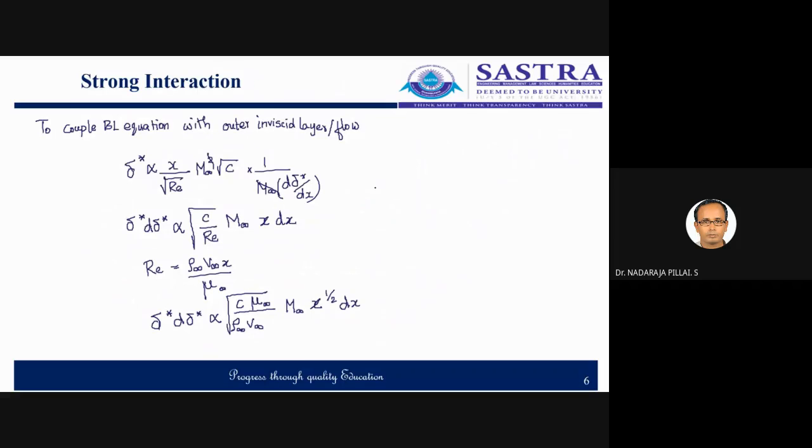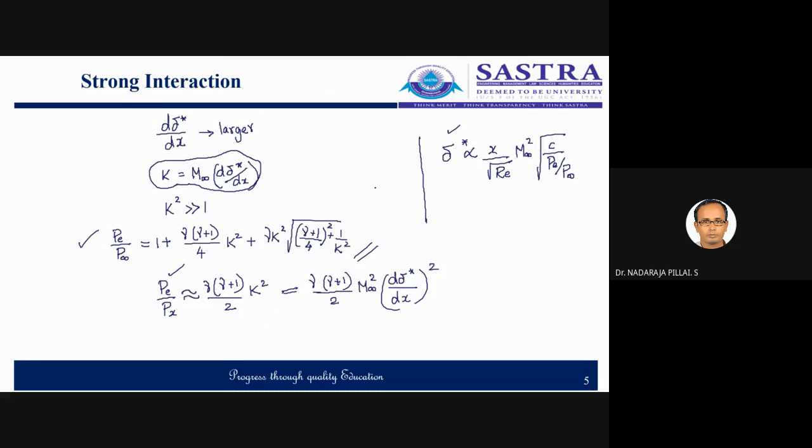So we will have just an overview. Initially, what we have considered is d del star by dx is larger, right? D del star by dx is larger, and then we consider k square is greater than 1. Then we know the basic PE by P infinity equation, that is 1 plus gamma into gamma plus 1 by 4 k square plus gamma k square into root of (gamma plus 1 by 4) square plus 1 by k square. So by considering k square tends to a larger value when compared to 1, we can simplify this equation. And we already know k is M infinity tau or M infinity theta and M infinity into d del star by dx.